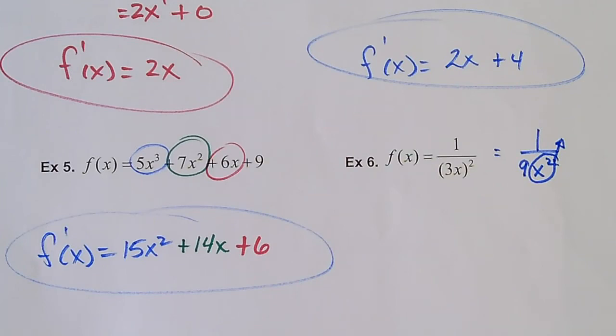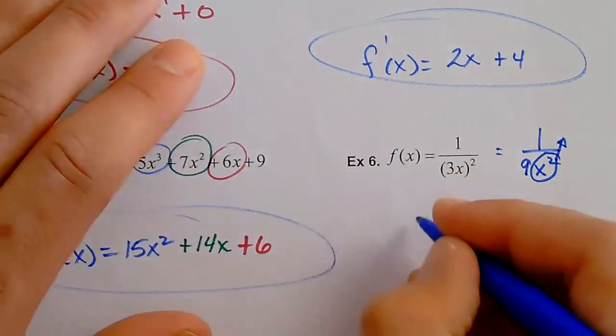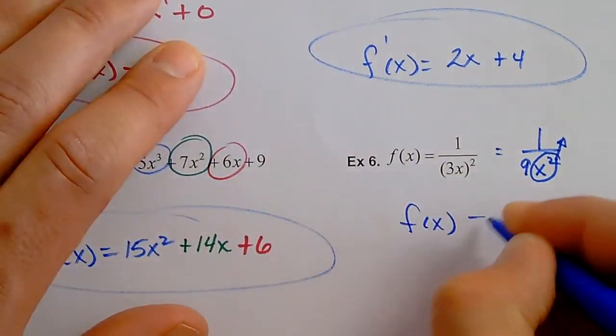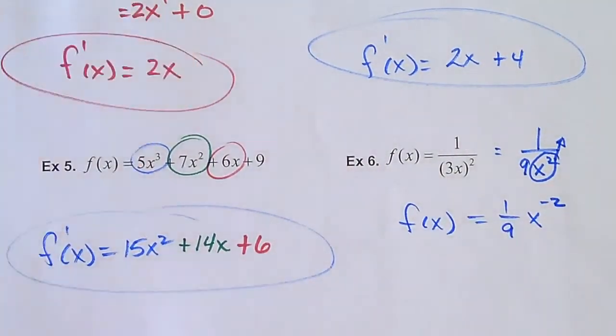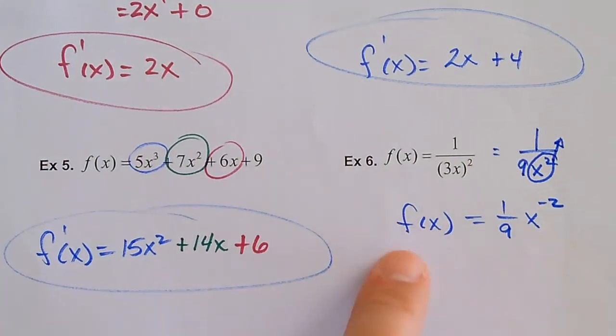Yeah, Duncan says negative exponent. So if it's downtown, we can move it uptown. So we can make this 1/9 and then x to the negative second. Duncan said negative exponents. Same thing, if you ever have a negative exponent that's uptown, you can shoot that downtown by making it a positive exponent. So I have not done the derivative. That's why I rewrote it. It's just f of x equals 1/9 x to the negative second.